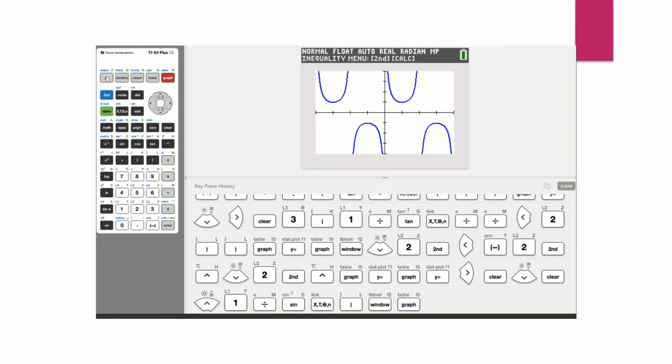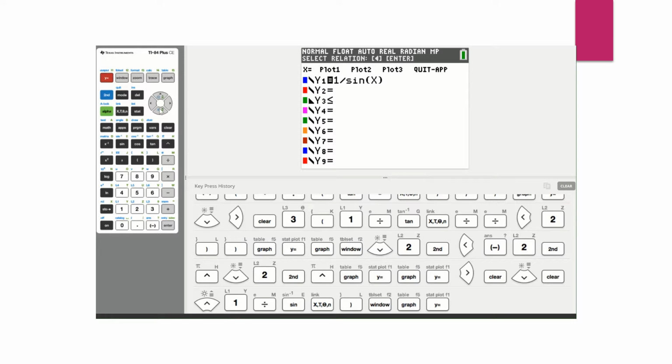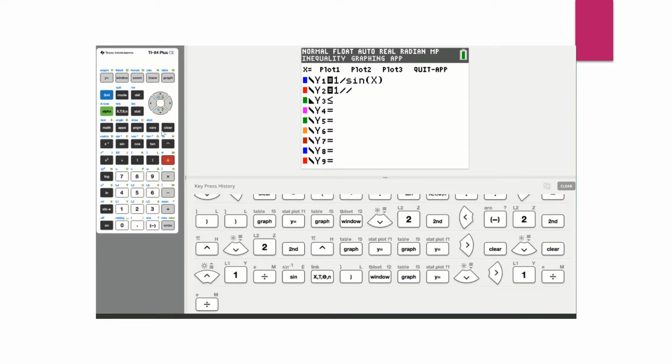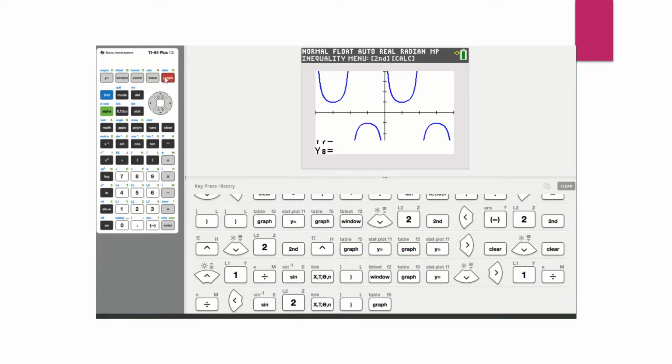All right, let's graph our transformation. If you remember, this is the cosecant of 2x. So I'm going to graph that as 1 divided by the sine of 2x, closing my parentheses. Now, what should this do? This should adjust my period from 2 pi to pi. Let's see what happens here on the graph.